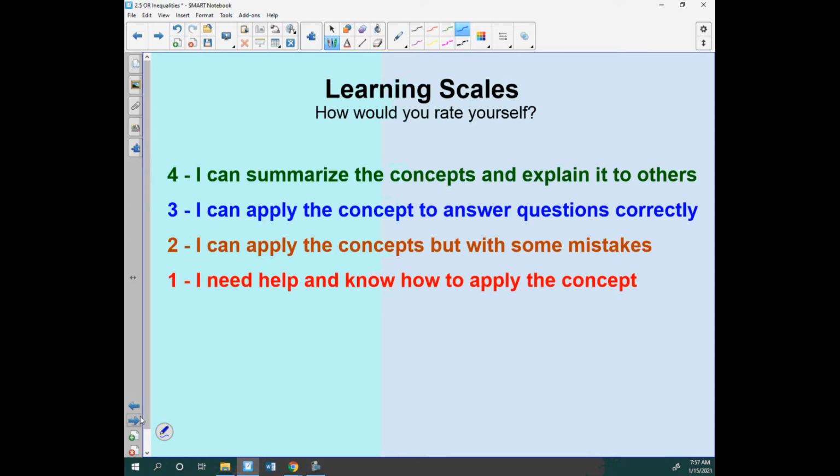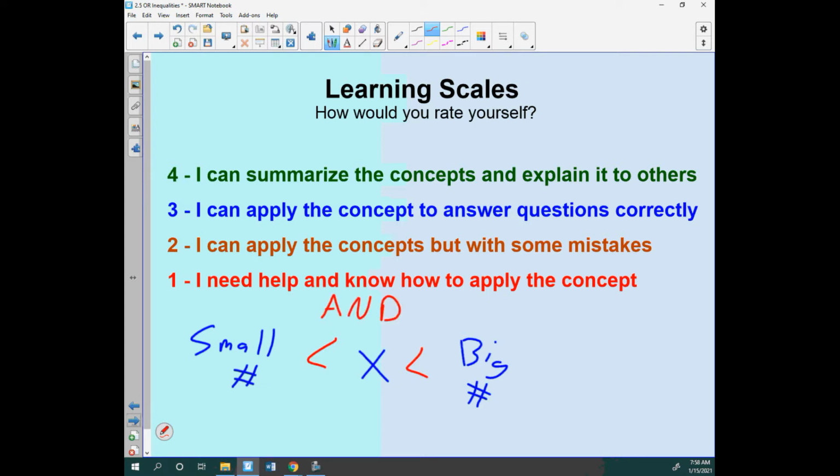All right, so hopefully we feel comfortable with the first half, which is the AND problems, where the x is in between the small number and the big number, right? Those are the AND ones that we reviewed before. Today we're not learning the AND, so forget about those. Now we're going to be doing problems that say OR.